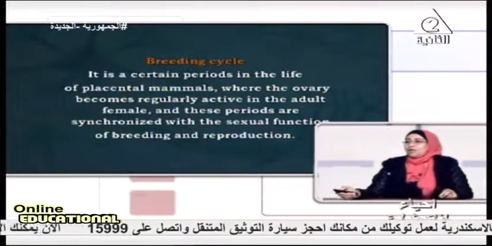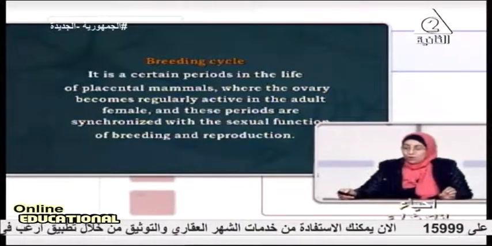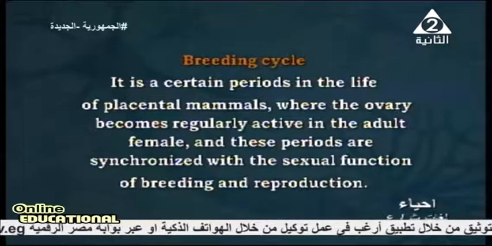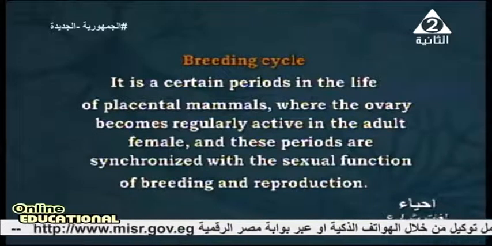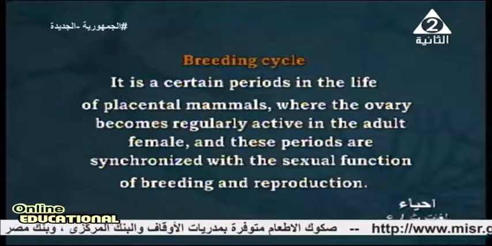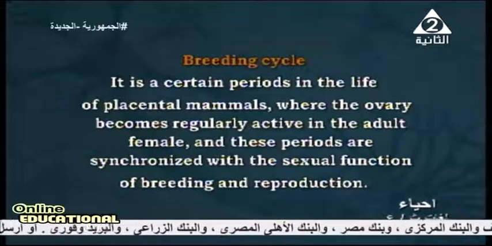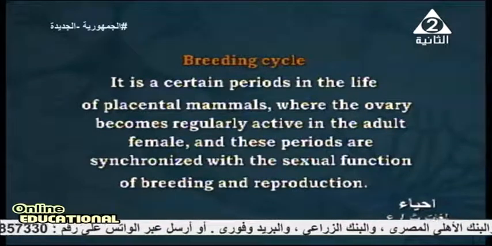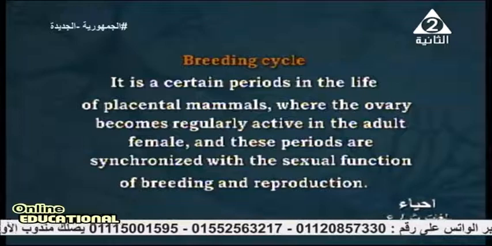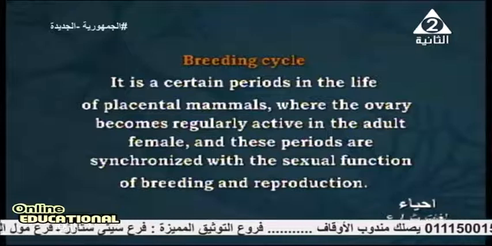Okay, breeding cycle. What is the breeding cycle? It is a certain period in the life of placental mammals. All the mammals that give birth and suckle their young contain a placenta. Placental means placenta, where the ovary becomes regularly active in the adult female, and these periods are synchronized with the sexual function of breeding and reproduction.